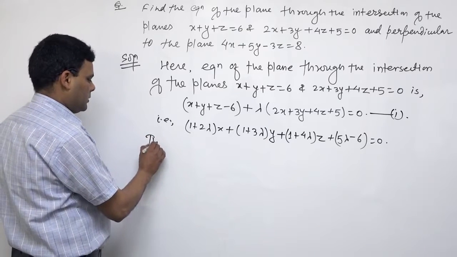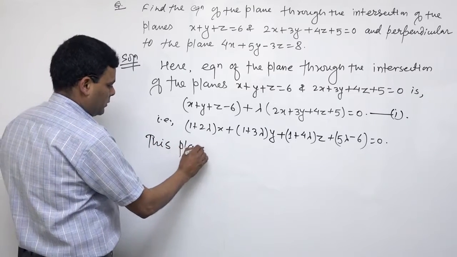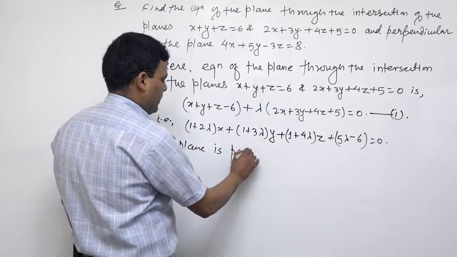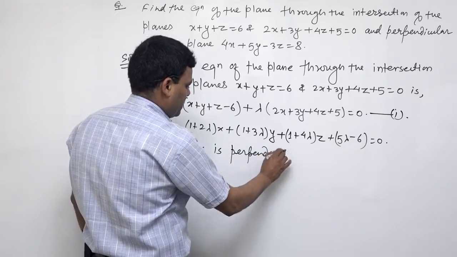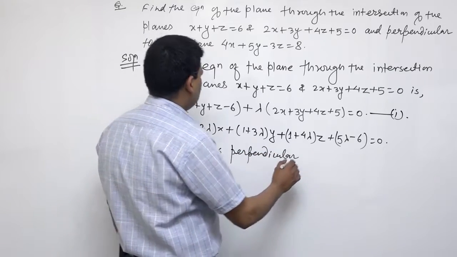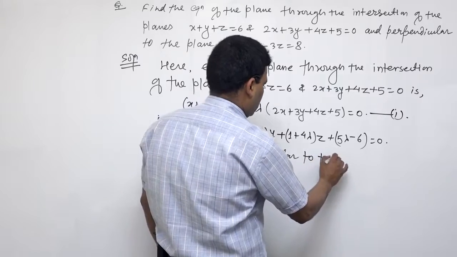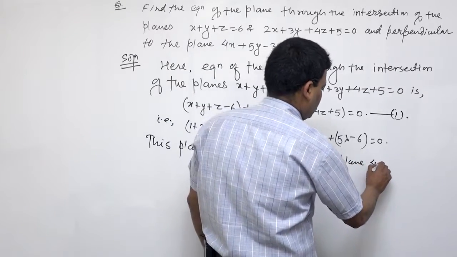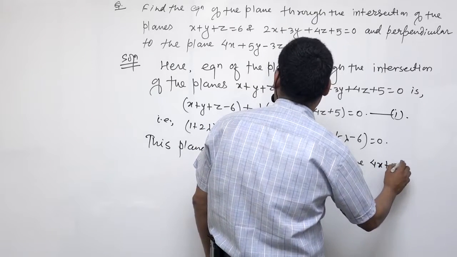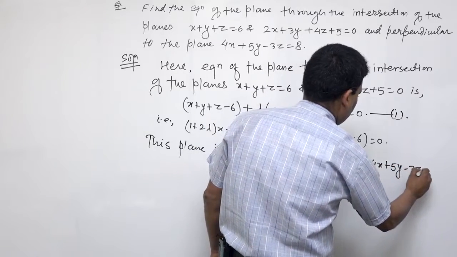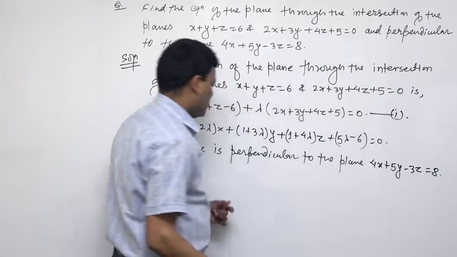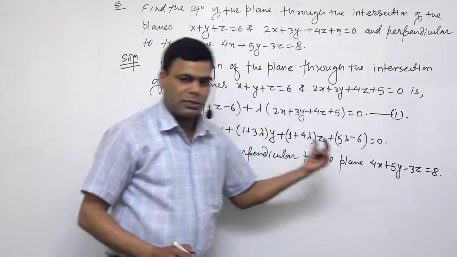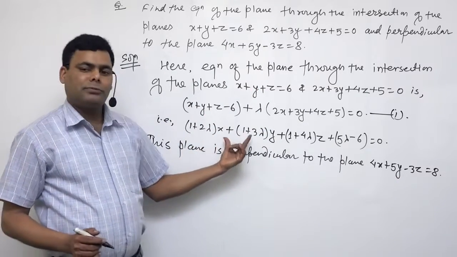This plane is perpendicular to the plane 4x plus 5y minus 3z equals to 8. Now this plane is perpendicular to the given plane.